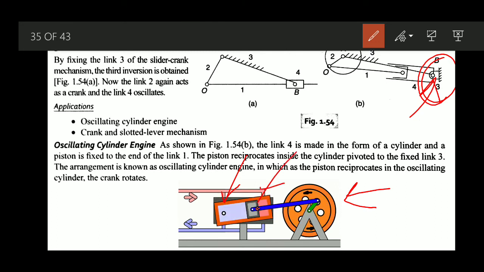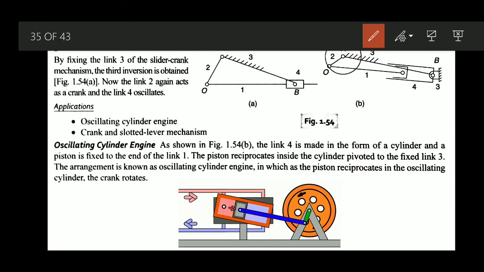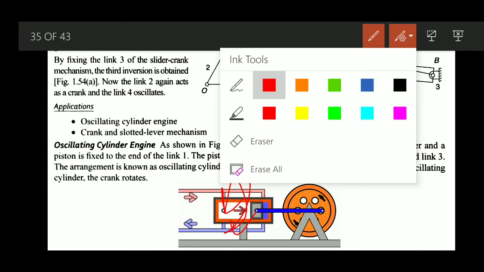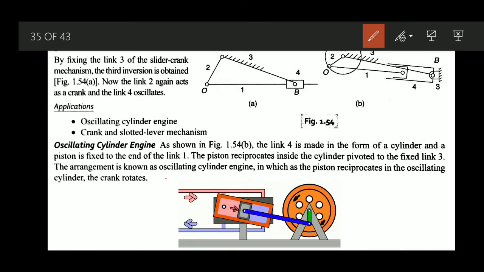This is the modification in terms of the cylinder, and at the end of link B you see this slider is provided, which can slide inside the cylinder. As we have pivoting at this point, it can also oscillate. Because they are oscillating like this, this arrangement is known as the oscillating cylinder engine, in which as the piston reciprocates in the oscillating cylinder, the crank rotates. This way the thrust is also being provided.